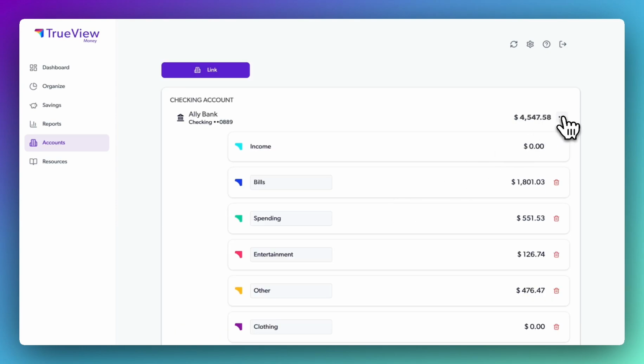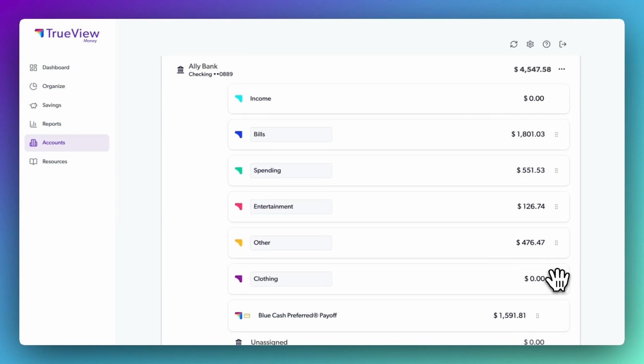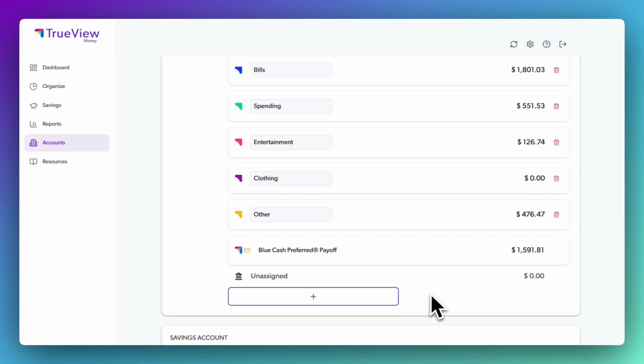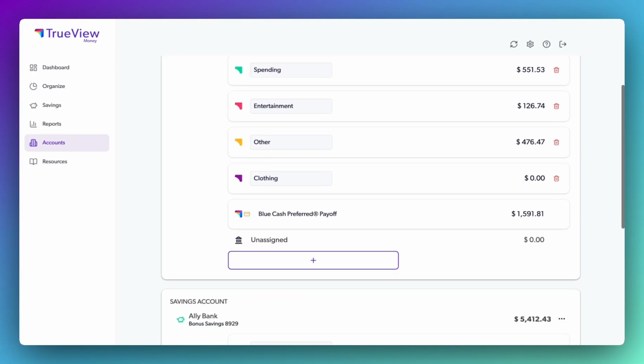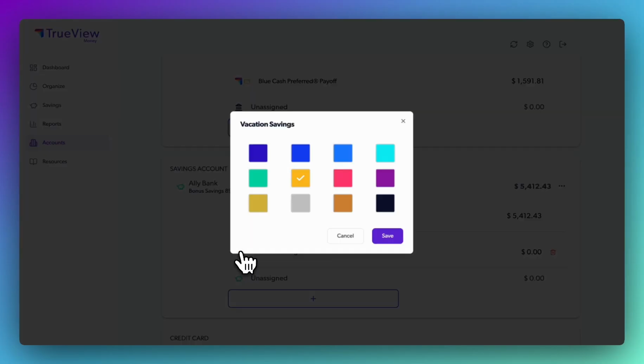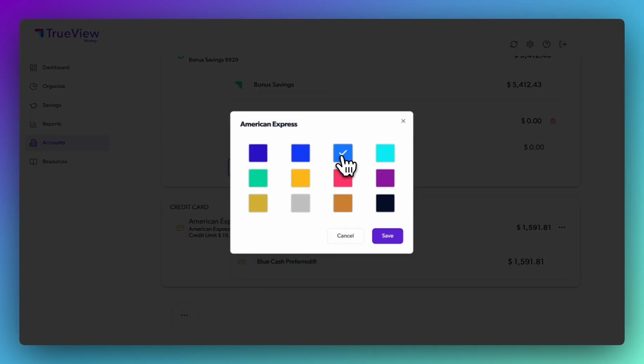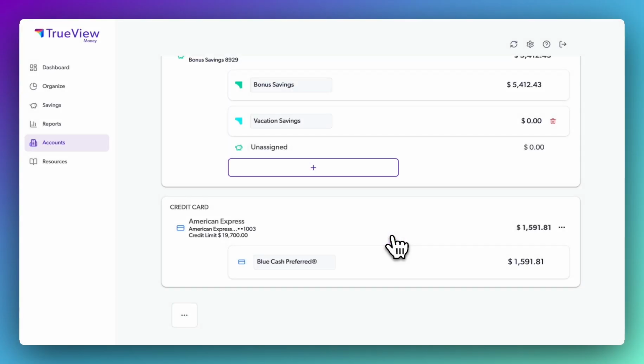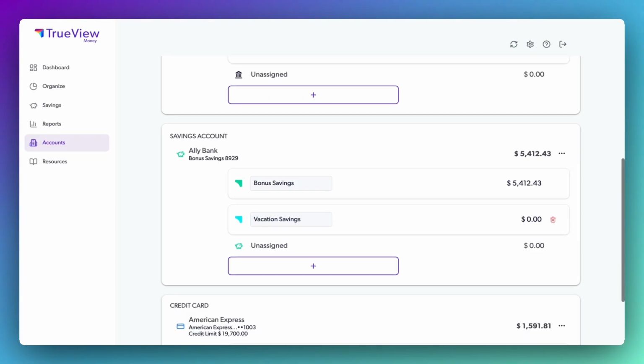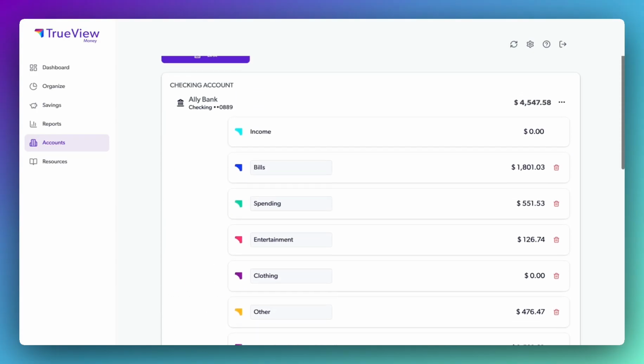You can reorder your buckets so they appear in the order that makes the most sense to you. And you can also customize the colors of the buckets or your credit cards to make your setup easier to recognize visually. The goal is simply to organize your TrueView in a way that feels clear and natural for you.